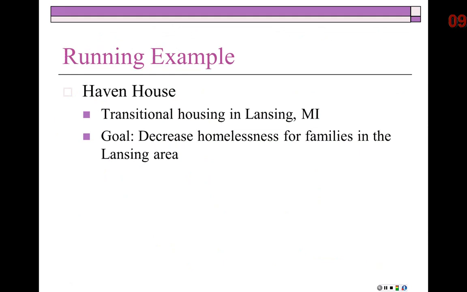And so what I'd like to do here is give you all a running example, just so this is hopefully a little clearer. I worked with an organization in Michigan called Haven House. And what Haven House was is a transitional housing for homeless families in the Lansing area. And so their goal was to move people from being homeless into their own transitional housing, which was their own organization, their own large house in Lansing, and then from the transitional housing or the Haven House into the family's own personal home. So an apartment, a house, what have you, right? And their overall goal was to try to decrease homelessness for families in the Lansing area.